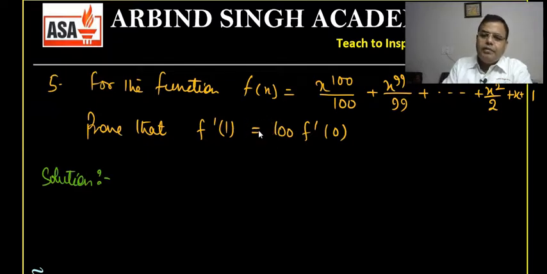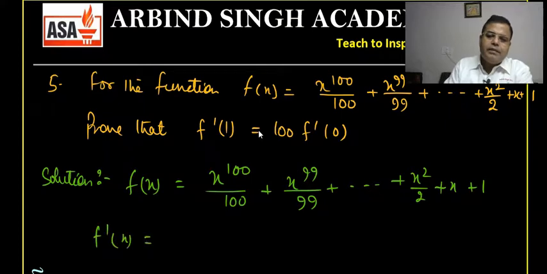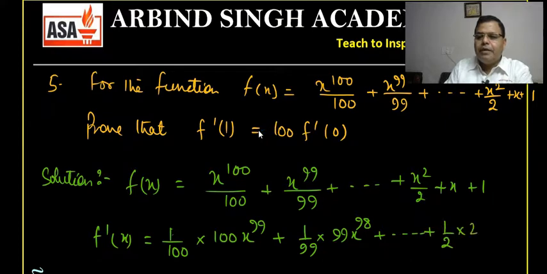Here dash means derivative. So given that fx is equal to x to the power 100 by 100 plus x to the power 99 by 99 plus like this, x square by 2 plus x plus 1, then f dash x must be equal to, means derivative of fx. So for x to the power 100, the 1 by 100 stays outside, and the derivative of x to the power 100 is 100 x to the power 99. The 99 will be there, and this will be 99 x to the power 98. Similarly, 1 by 2 is taken outside, and the derivative of x square is 2x, the derivative of x is 1, and the derivative of 1 is 0.